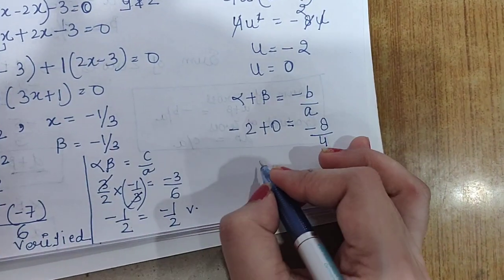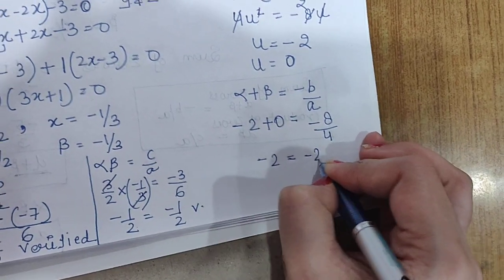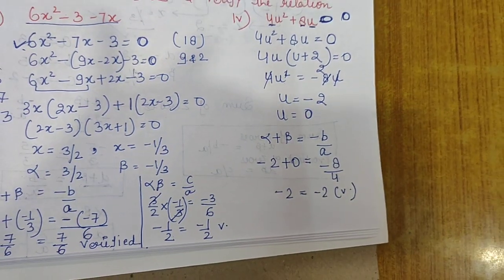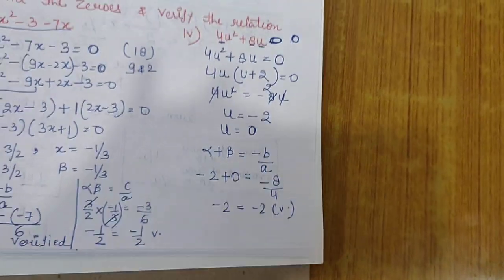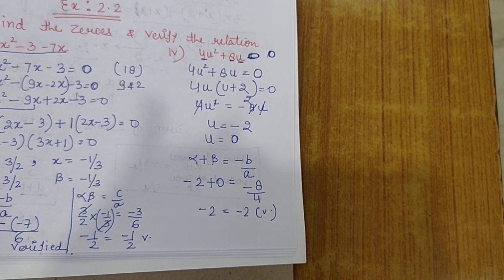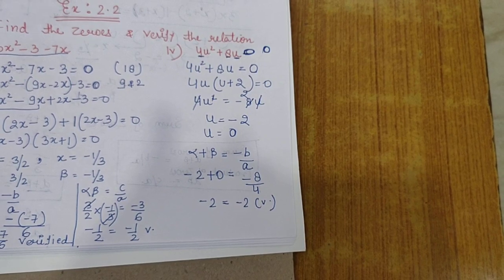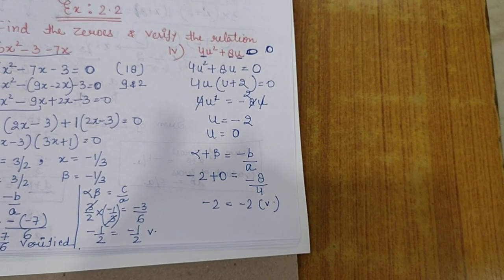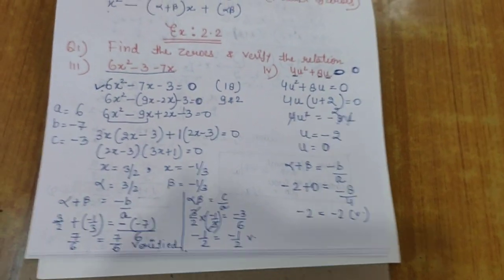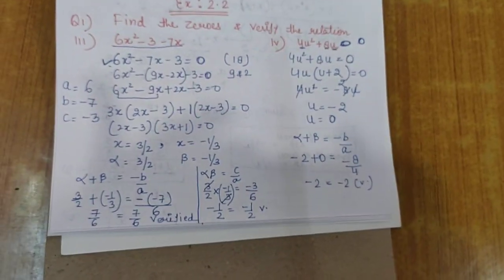Now minus 2 plus 0 will be equal to minus 2, and minus 8 by 4 also will be equal to minus 2. Verified. Now verify alpha into beta is equal to c upon a. C value will be 0. So minus 2 into 0 will be equal to 0, and c upon a means 0 upon 4 also will be equal to 0. Clear? Now you do all the parts of this question because all are the same type.